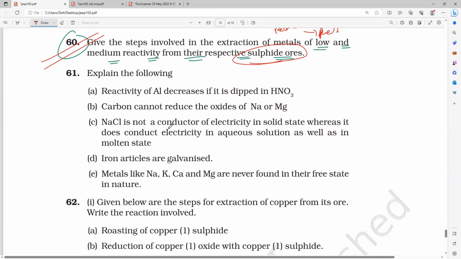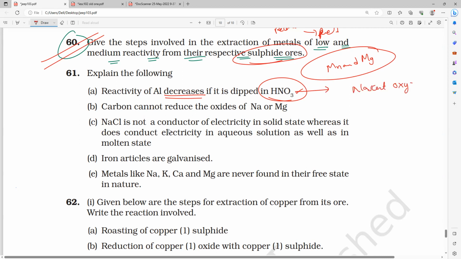Explain the following: reactivity of aluminum decreases if it is dipped in HNO3. Am I right or wrong? Because HNO3 is what? A strong oxidizing agent. Everybody? Yes, sir. So only two metals, the rate of reaction increases with HNO3: manganese and magnesium. For the remaining ones, the rate of reaction keeps decreasing because it is a strong oxidizing agent. So that is why it will give you what?